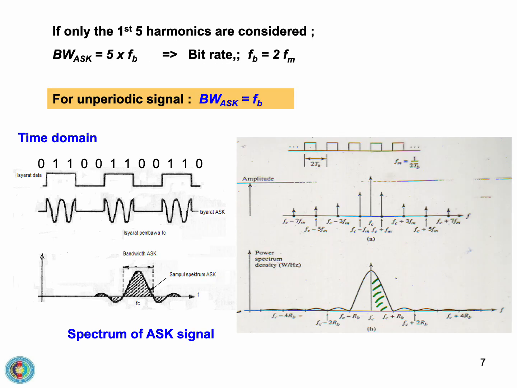Understanding the frequency spectrum is crucial for any modulation technique. In the time domain, you can clearly see how the ASK signal's amplitude changes in response to the digital data. Now, let's transition to the frequency domain. The ASK spectrum shows components clustered around the carrier frequency, FC. If we consider up to the first 5 harmonics of the modulating signal, the bandwidth of ASK is approximated as 5 times FM. However, for an aperiodic digital signal, the bandwidth of ASK simplifies to simply equal the bit rate, FB, where FB is twice FM.